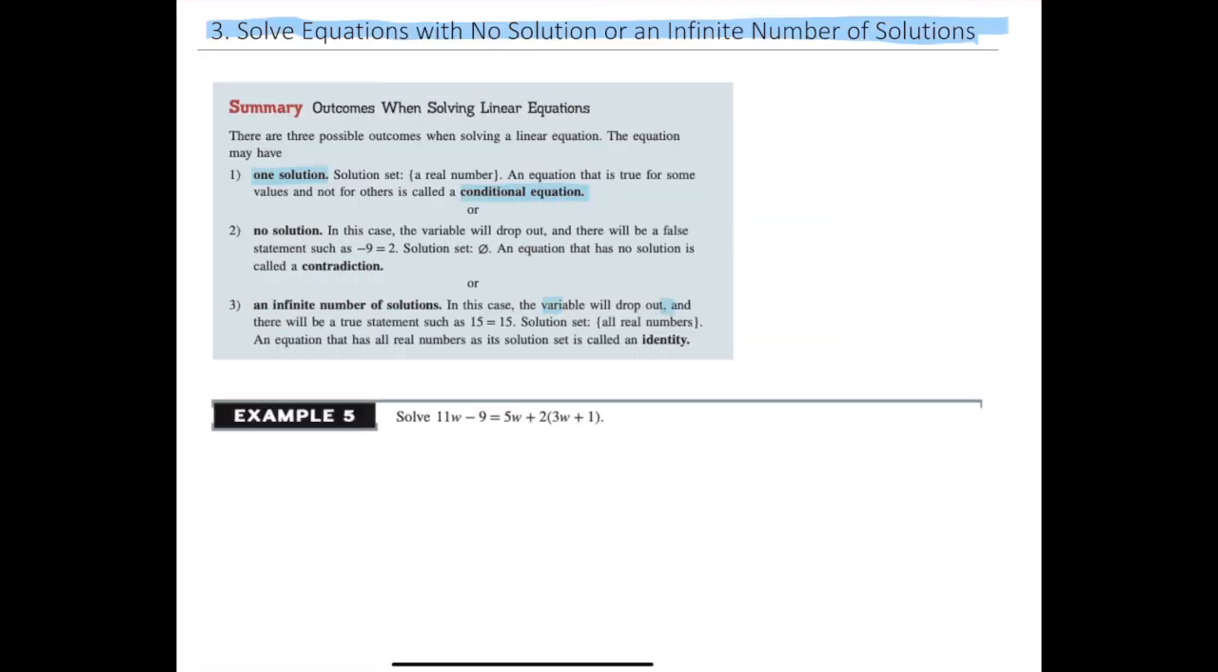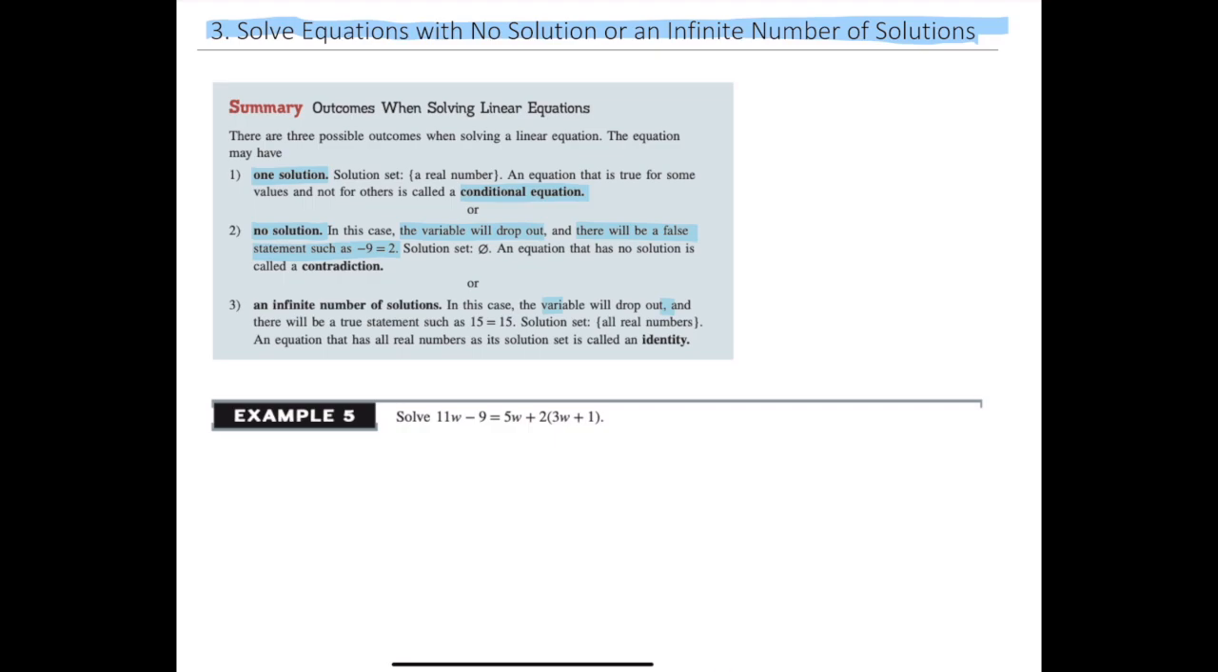Now it's possible to have no solution. I mean, all of these previous equations we've worked with have been designed to have a solution, but you could come up with something that just doesn't make sense, that doesn't have a solution. It says, in this case, the variable will drop out and there will be a false statement, such as -9 equals 2. And we'll see an example of that.